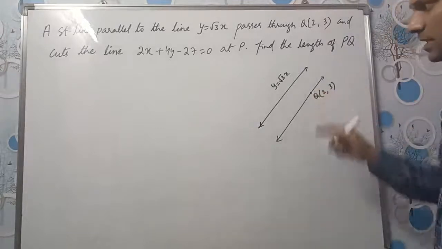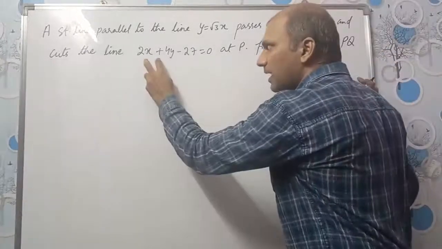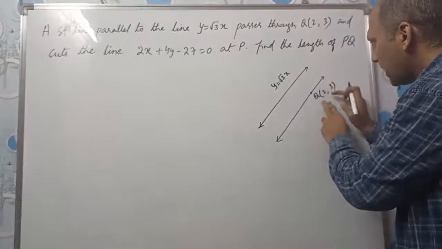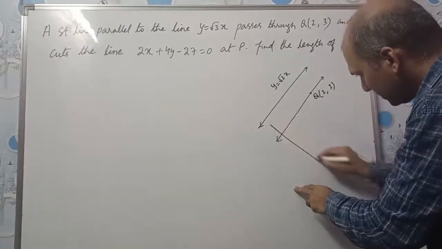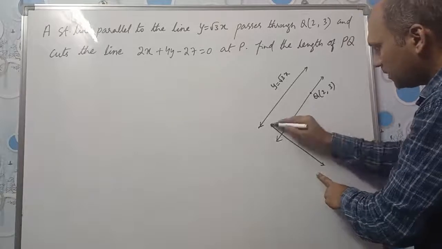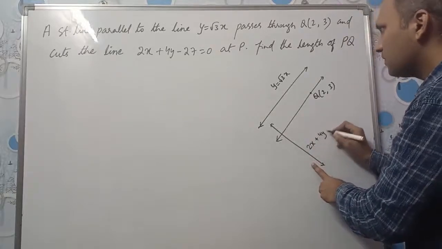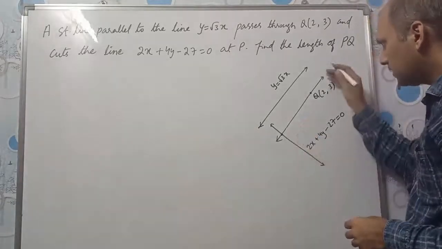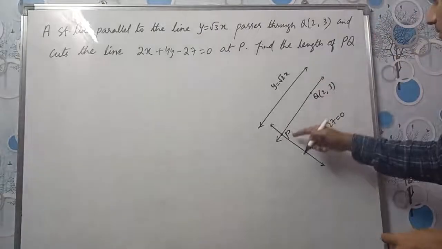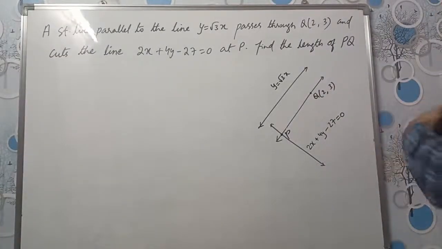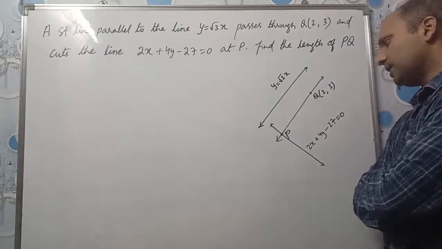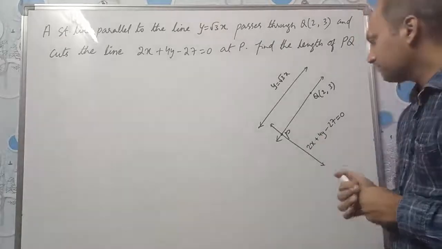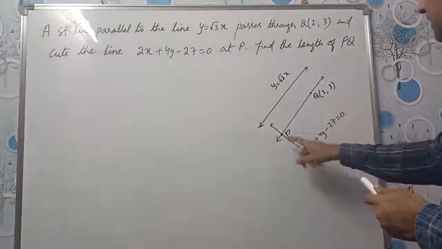Let us say that point Q is here and it cuts the line 2x plus 4y minus 27 is equal to 0 at P, which means this line is passing through 2 comma 3 and it is cutting this line. The equation of this line is given, it is 2x plus 4y minus 27 is equal to 0, at P. This is cutting at P. We should find the length of PQ. How should we find the length of PQ? See, this is not perpendicular. It need not be perpendicular. We don't know.